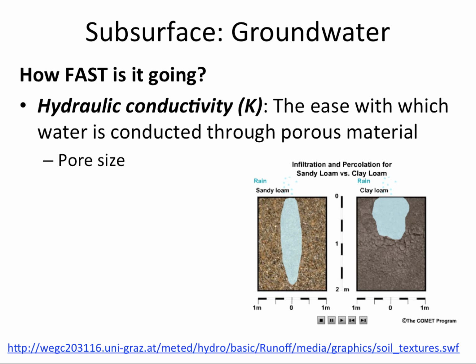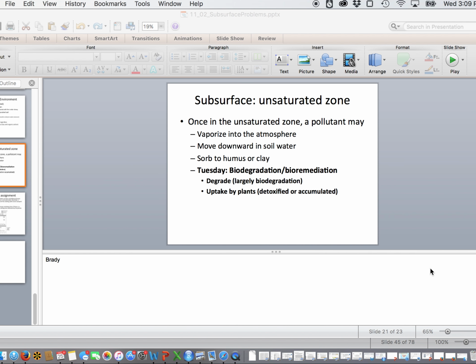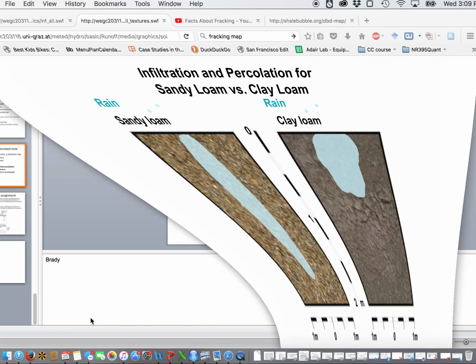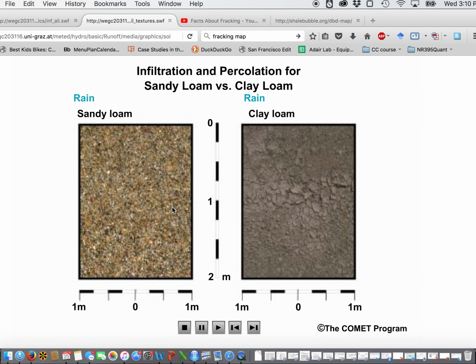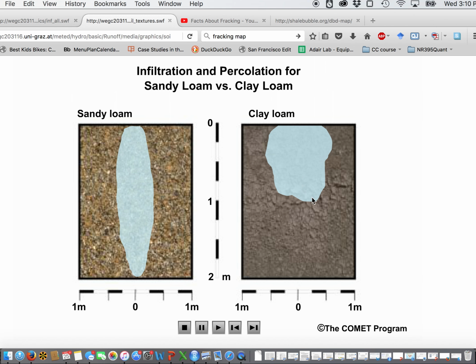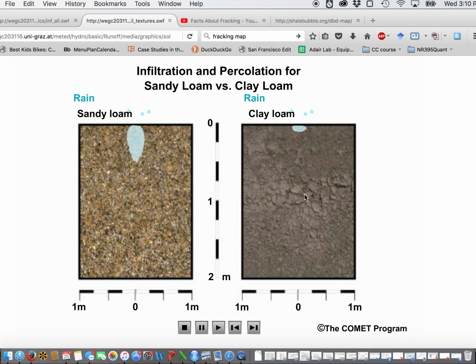We can also see that in this video that you guys have actually seen before. When it rains, here we've got a sandy soil. It rains and water moves really quickly through the larger pores in that soil. Over here you've got a clay loam, small particles, small pores. Water moves much more slowly, lower hydraulic conductivity for a clay than a sand.